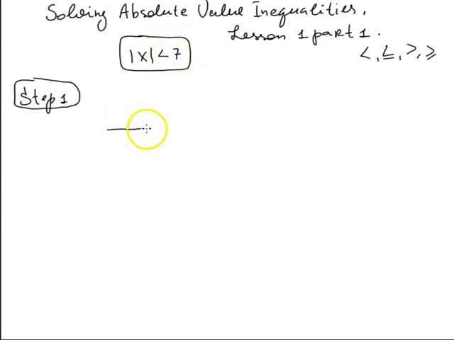So on the number line, I have a 0, and remember it goes from negative infinity to infinity, from the left to the right. The distance between 0 and negative 7 is exactly 7 units. And the distance between 0 and 7, exactly 7 units.